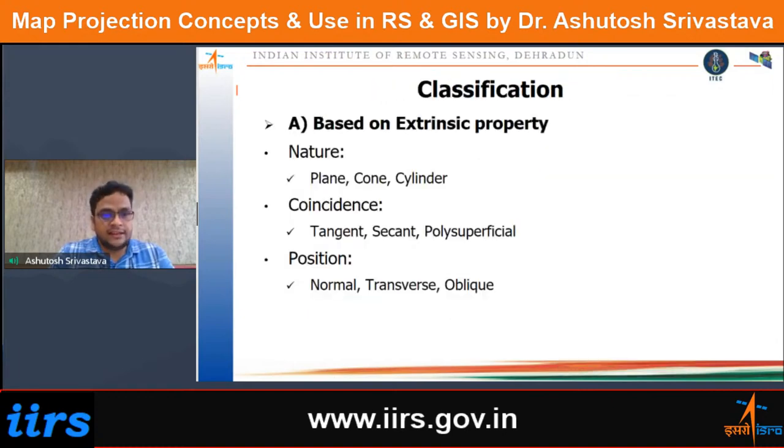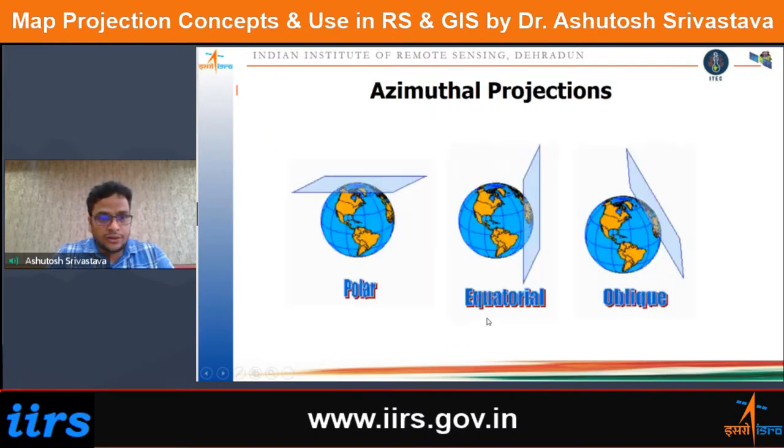Now, if we do the classification, the tangent, secant, and the polysuperficial, tangent in the case, I just show you the figure. If you are putting a two-dimensional sheet like this onto this surface, it is just touching. It is not crossing the globe anywhere. Whether we put like this, like this, and like this, in all cases, it is just touching the surface. So this is called a tangent case.